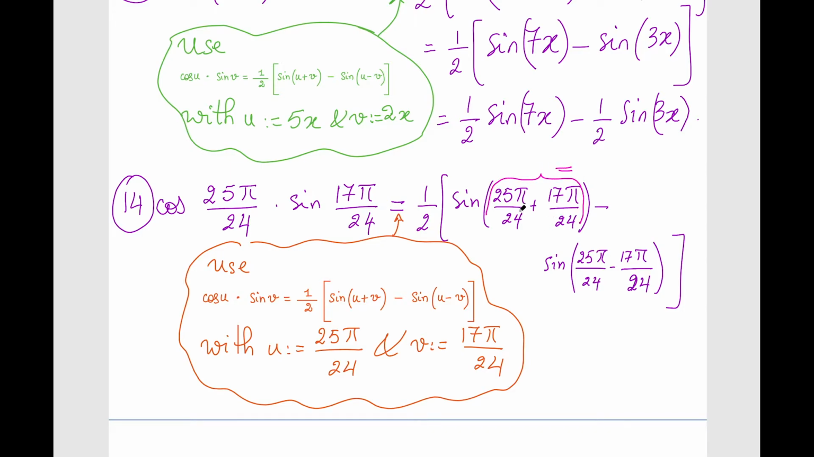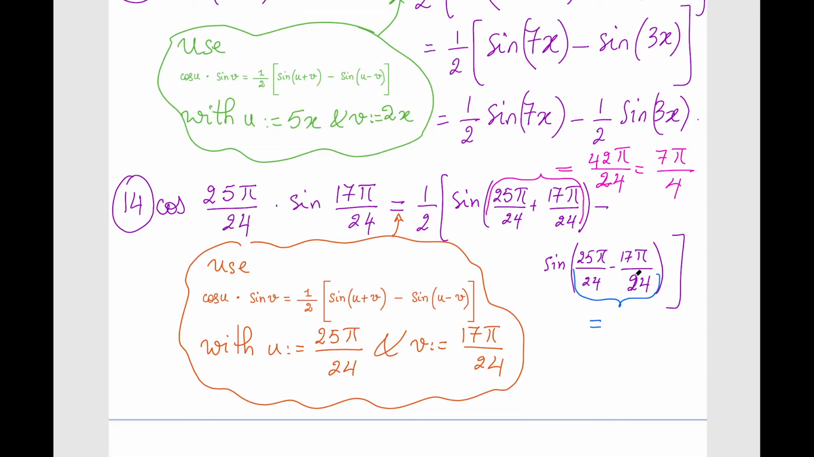Well, we have the same denominator, so this is 25 plus 17 pi, and what's 25 plus 17? It's 42 pi over 24. If we simplify, what's the largest divisor here? 6. If we divide by 6, we get 7 pi over 4. So what I've done here is I divided by 6: 42 divided by 6 is 7, and 24 divided by 6 is 4.